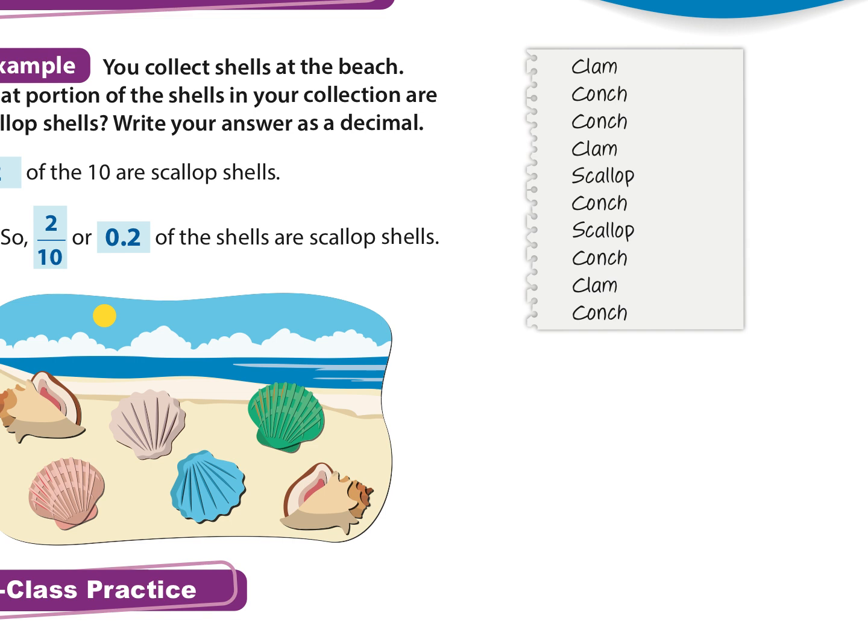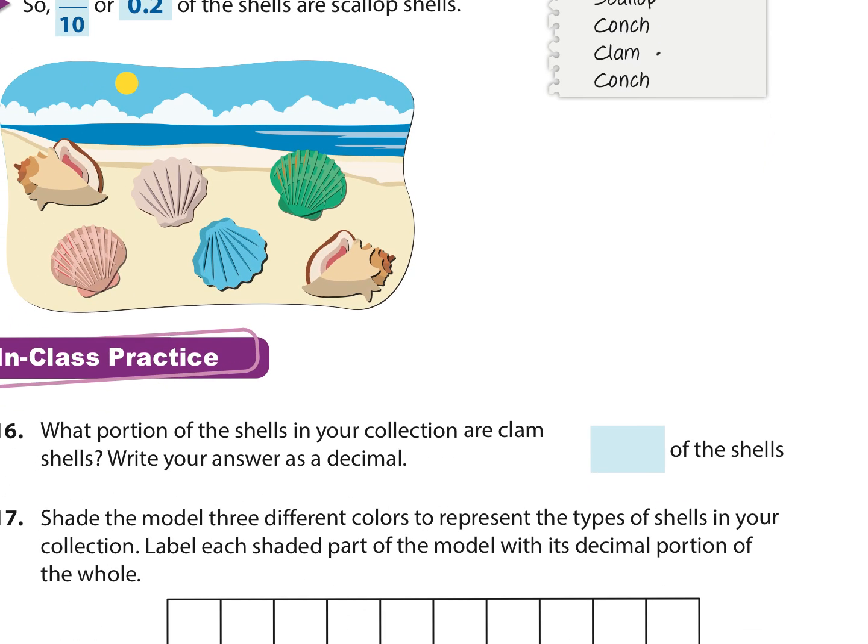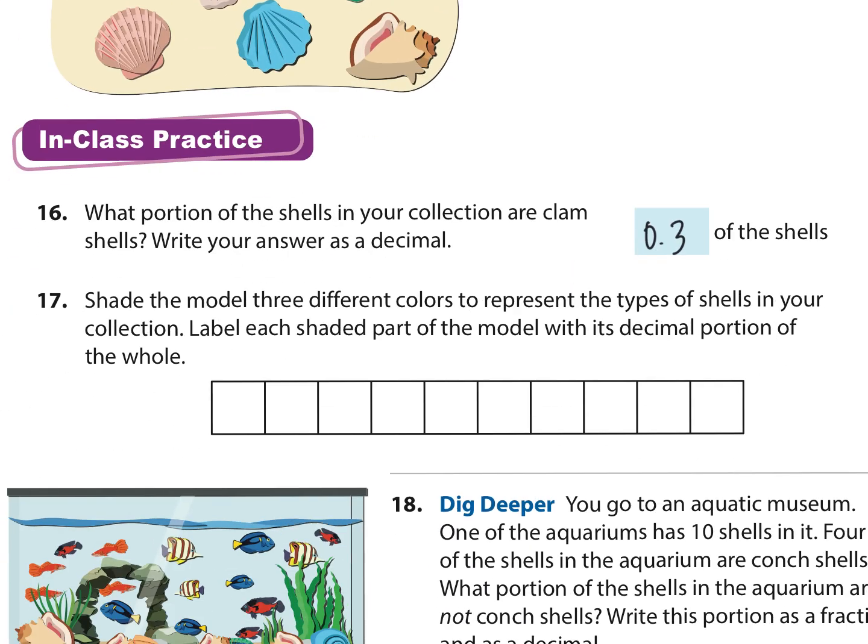Okay, it's in the list over here. So you're counting how many say clam. So I had 1, 2, 3. So how do I write that as a decimal? 0.3. 0.3. I think this assignment is going to be really easy for you guys.